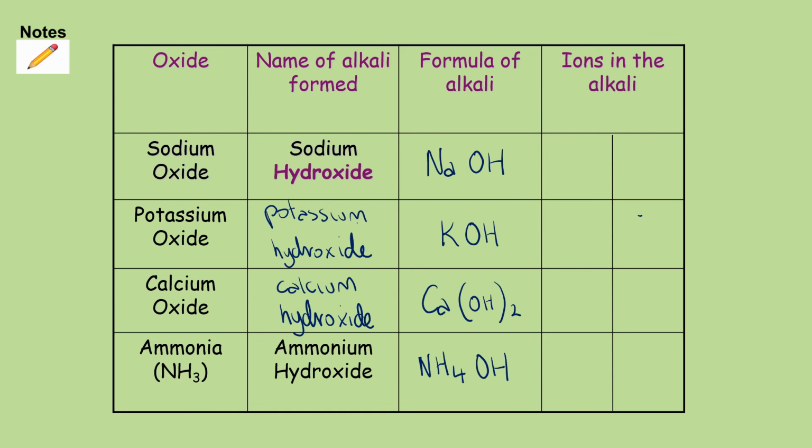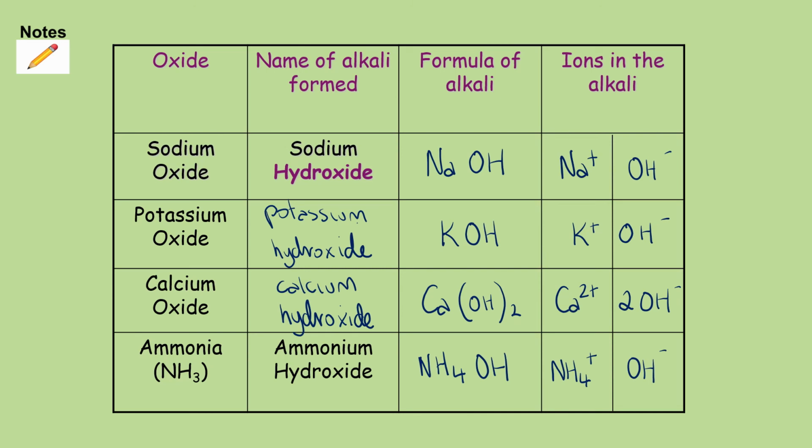So when we look at the ions that are present, this time Na plus and OH minus, K plus and OH minus. We also have in here Ca2 plus, which means we're going to have 2 of our hydroxide ions, OH minus, and then our ammonium NH4 plus ion from page 8 in the data booklet, and our hydroxide ion from page 8 in the data booklet.